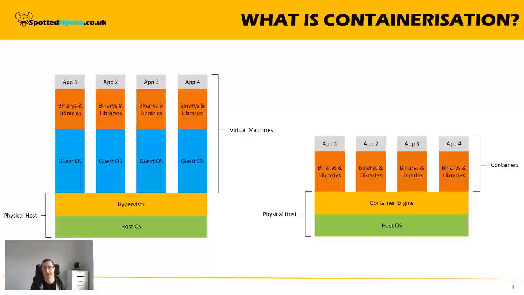And then you have your virtual machines sat on top of that. Each virtual machine has its own operating system as well. And then you have the binaries and libraries for your application. And then you have your application sat on top of that. So as you can see, in a normal virtualization platform, you've got two operating systems, and then you've got all of your binaries and libraries and your applications.